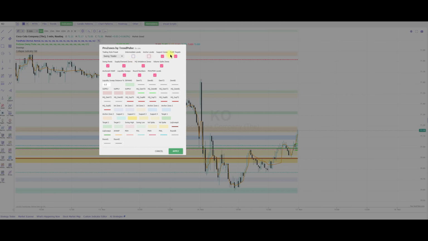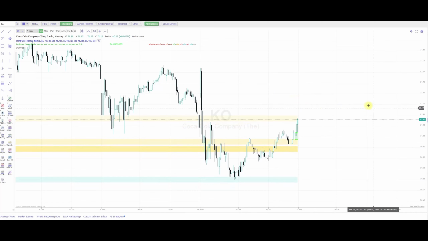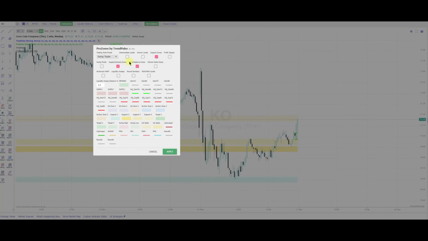Here's what makes ProZones different. Instead of basic support and resistance lines that everyone can see, ProZones combines 11 institutional-grade zone types into one intelligent system. Supply and demand zones, Fibonacci levels, volume spike areas, liquidity sweeps, anchored volume weighted average price, and more. All calculated automatically, all displayed clearly, all on one chart.